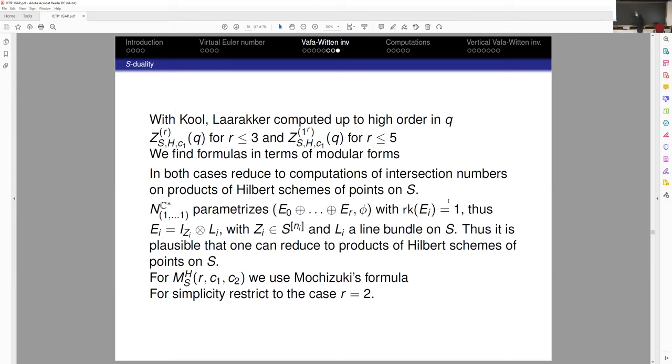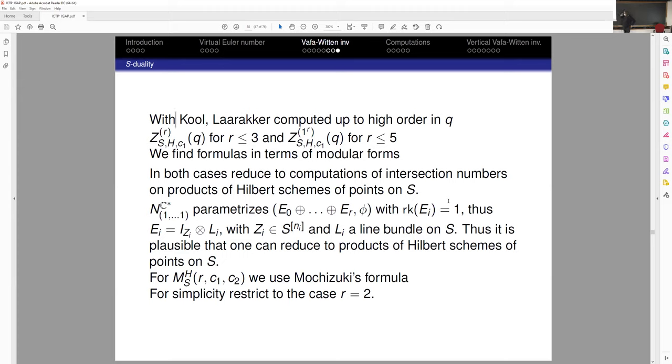And one can indeed do that, although it's not easy, and this is work which some people have done. And so one can, in the end, if one wants to compute this integral, do this as some intersection number on products of Hilbert schemes of points. So I don't want to do this now. I might do this in the lectures to some extent.